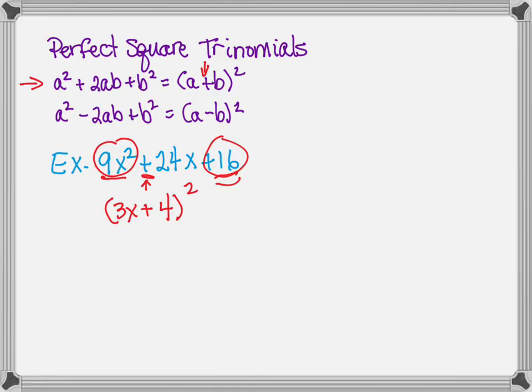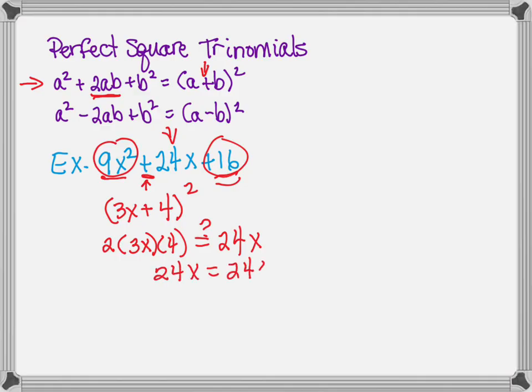But we do need to check something. We need to check this middle term. So we need to see, does 2 times the a term times the b term equal our middle term? Does 2 times 3x times 4 equal 24x? 2 times 3x is 6x times 4 is 24x. 24x equals 24x. So yes, this checks out. And in our example, 9x squared plus 24x plus 16 does factor to 3x plus 4 quantity squared.